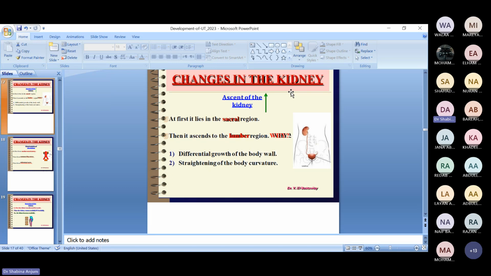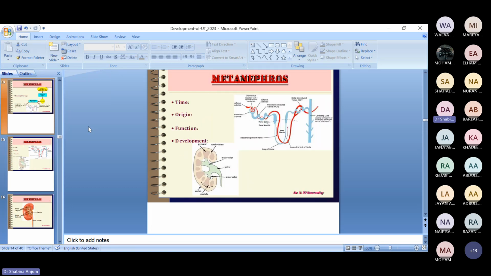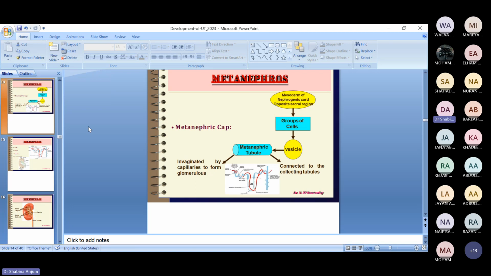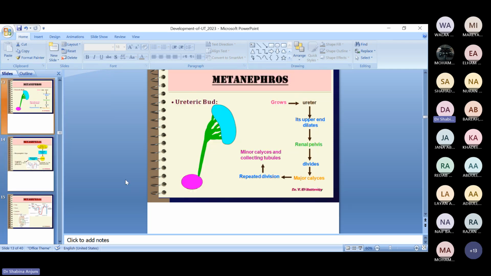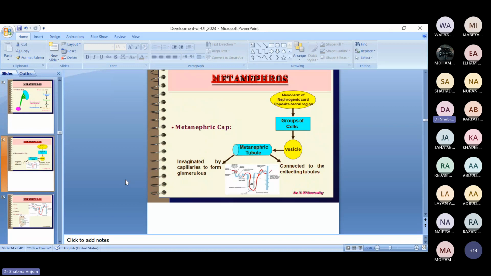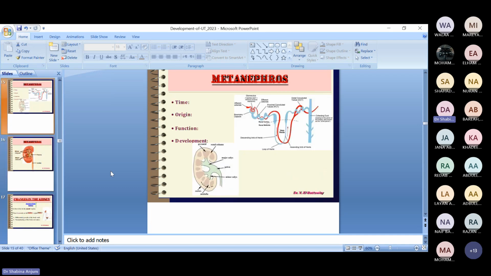But what about the mesonephric duct? Don't forget that it is not contributing to the whole part of the kidney, but yes, it has some roles. It will form these structures: ureteric bud, trigone, urethra, Gardner's cyst, epididymis. Then we have the permanent metanephric kidney, which will form the tubules, the collecting tubules, and also the glomerulus, which is a very important part in the filtration of the kidney, the functional part.